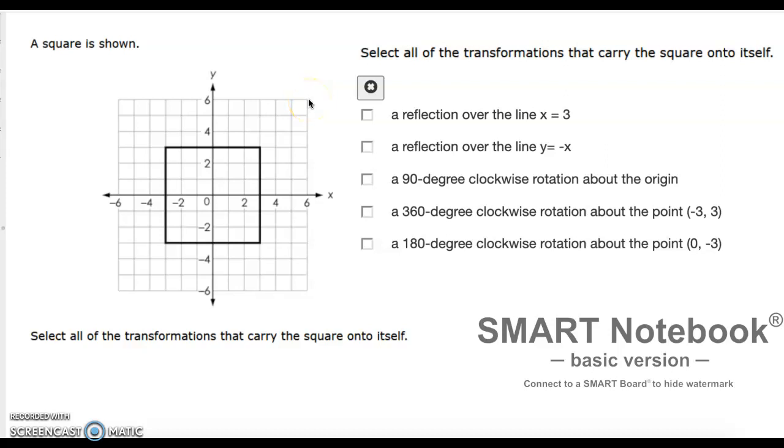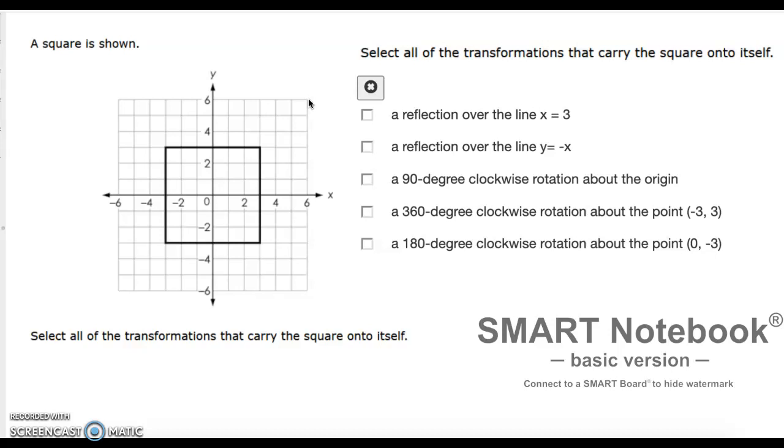All right, in this problem, we're going to talk about mapping a figure onto itself, or sometimes it's called carrying a figure onto itself. So when we map a figure onto itself, or when we carry a figure onto itself, we perform some type of transformation to the figure so that the pre-image and the image end up exactly on top of each other, so in the same spot.